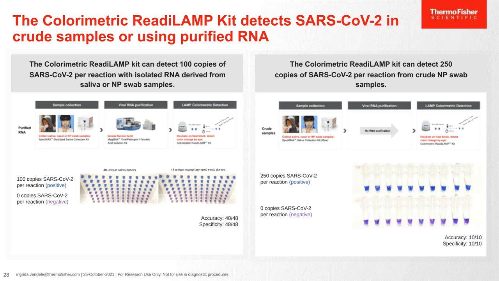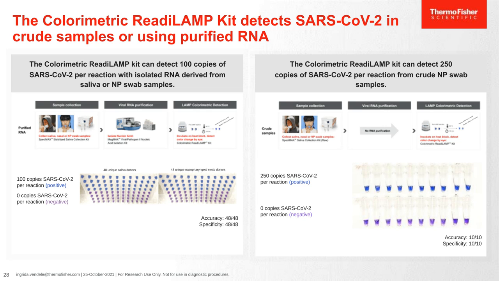The RT-LAMP reactions containing 100 copies of SARS-CoV-2 from both samples all turned from the initial purple color to the positive blue color, demonstrating positive overall reaction, while all reactions lacking SARS-CoV-2 remained purple in color.